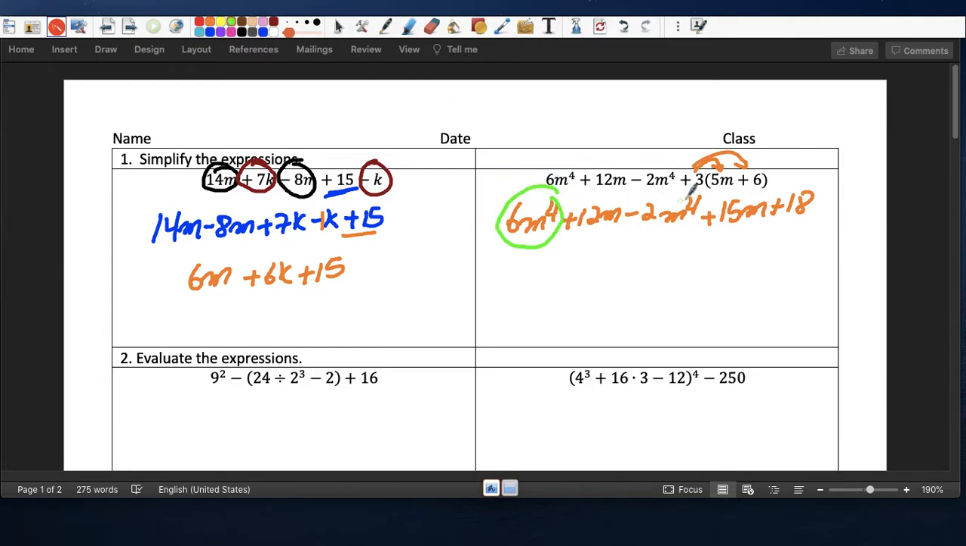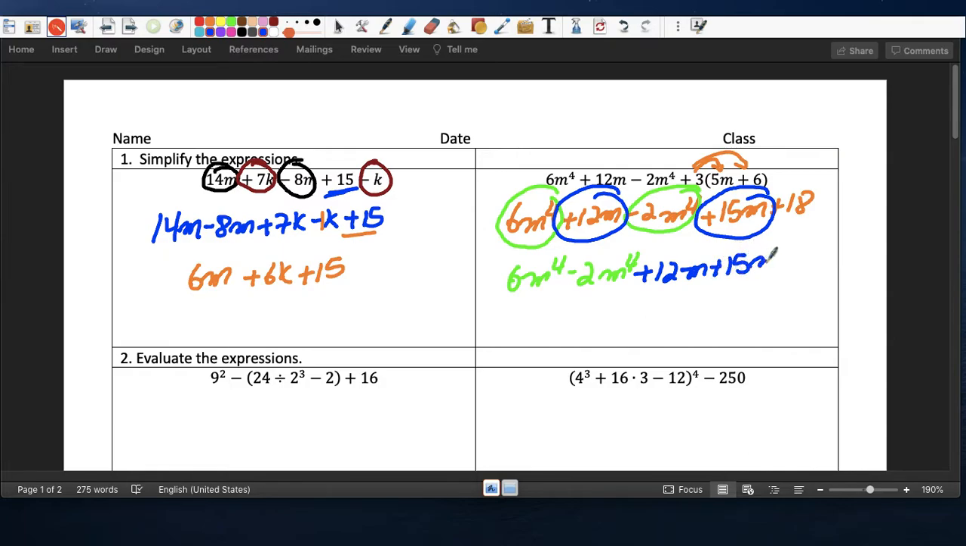So this one, con este. So 6m4 minus 2m4. Let me change colors. It's going to be 12m and 15m plus 12m plus 15m. Hopefully you're using a calculator. And por último, plus 18.